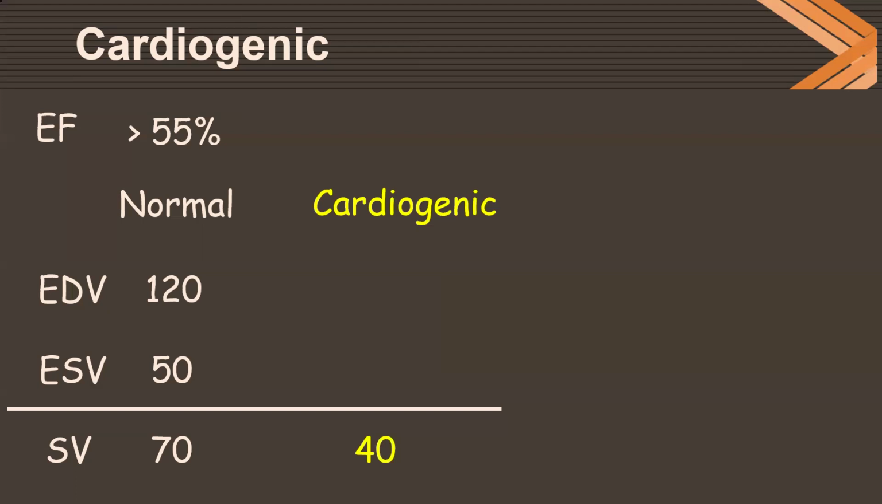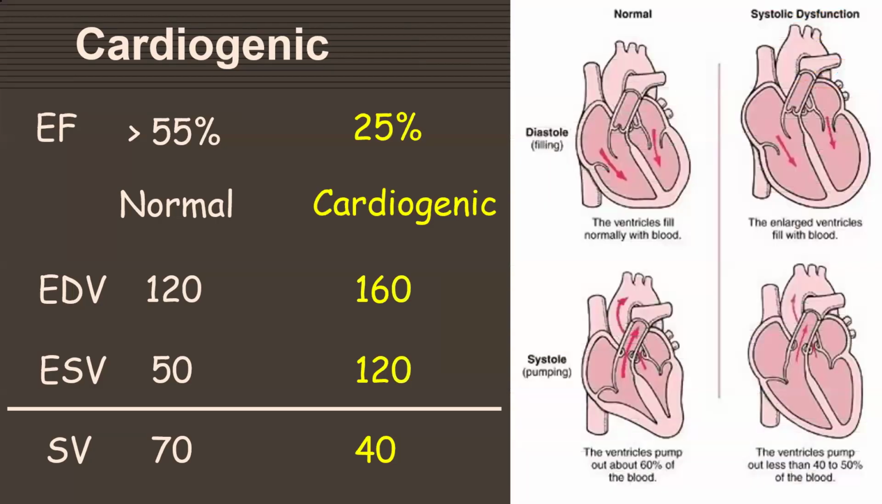And this makes the preload accumulate behind the heart. So the end diastolic volume increases. And because of the weak contractility and the low stroke volume, the end systolic volume also increases, and this results in a low ejection fraction. This heart will look distended because it cannot manage the preload that needs to be pumped through it.